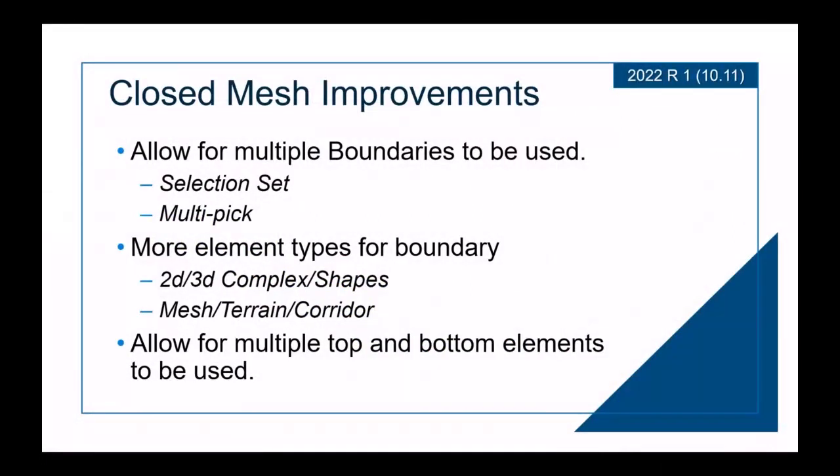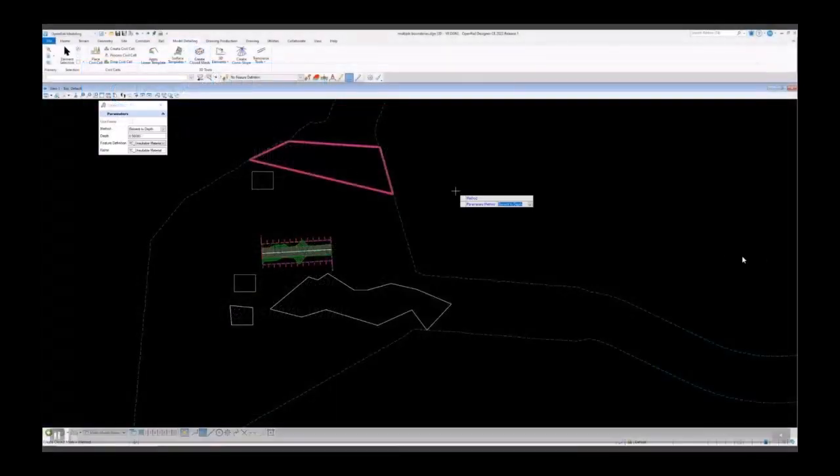We did make some closed mesh improvements also in 2022 R1 for the closed mesh tool. We allow for multiple boundaries to be used now through selection sets or multi-picks. We expanded the element types that can be used for boundaries, and we will also allow for multiple top and bottom elements to be used. Again, you can go on by this one too, Dan.